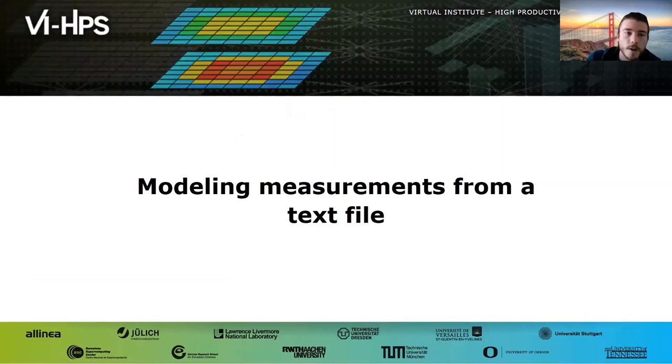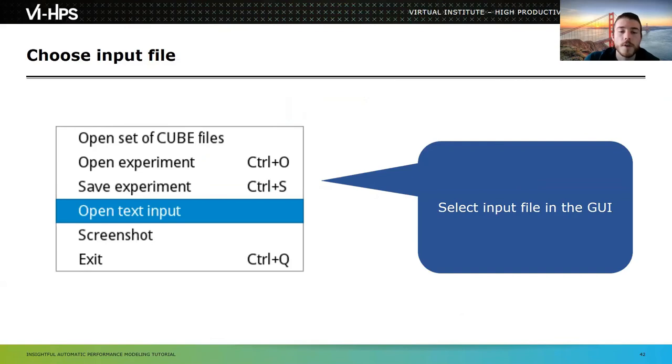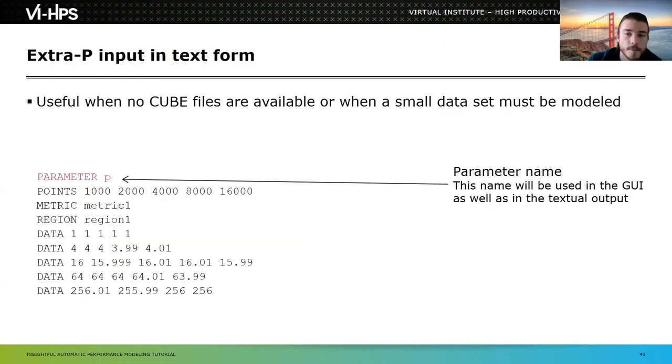So now what we can also do is model performance measurements based on text files. In case we do not use Score-P, or maybe we can't use Score-P to instrument our functions, then we can make use of our text-based input file. So therefore, again, we have another input format here. You simply click on Open Text Input in the GUI version, and then we can load a text file.